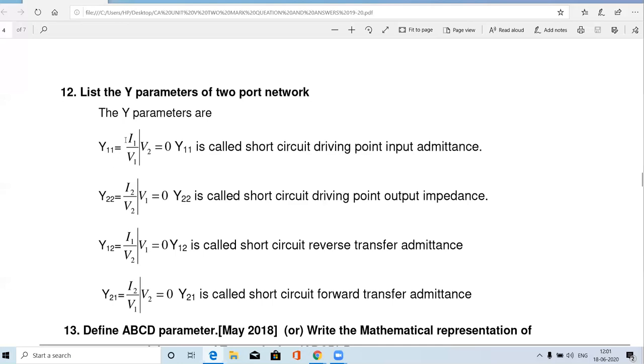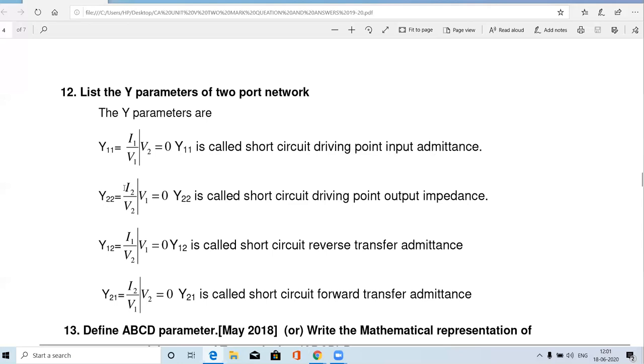The first subscript indicates the numerator, the second one indicates the denominator. So Y11 equals I1 by V1 for V2 equal to 0. V2 equal to 0 means the output port is short circuited. So Y11 is called the short circuited driving point input admittance.